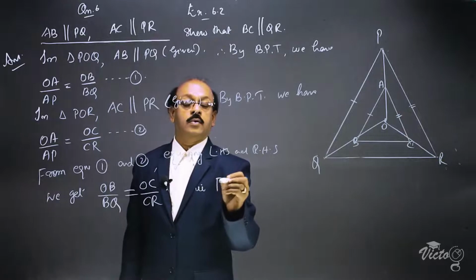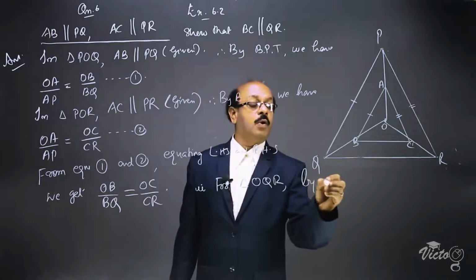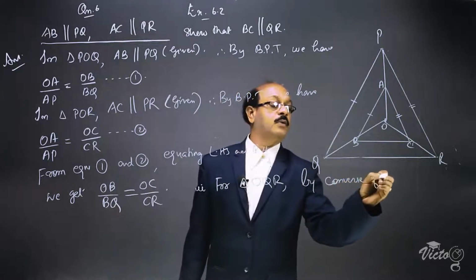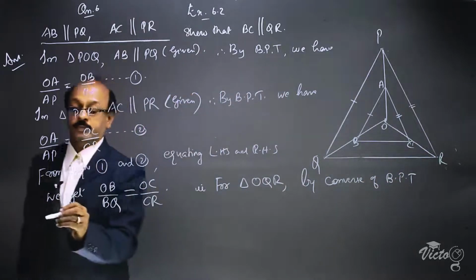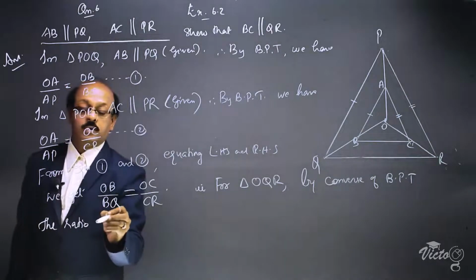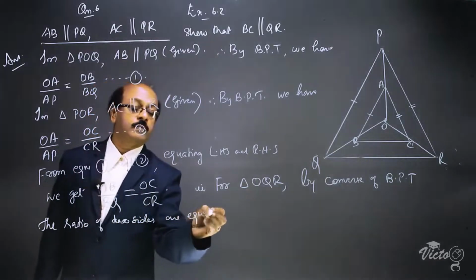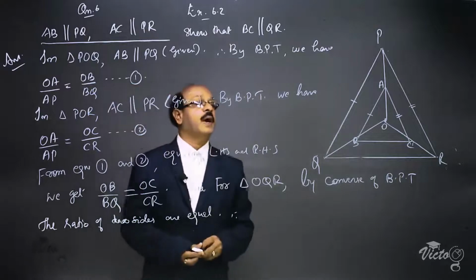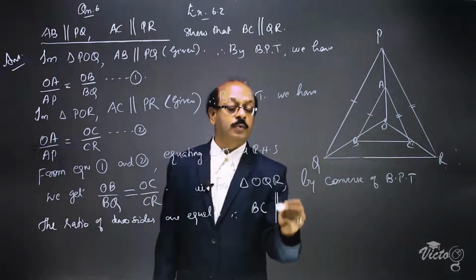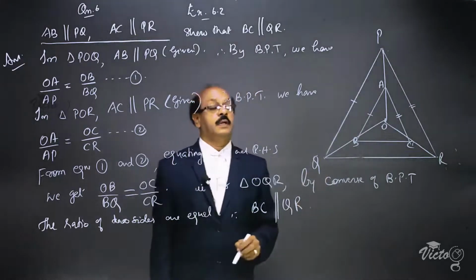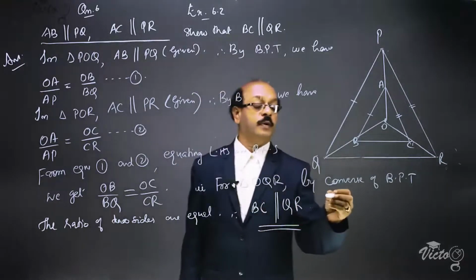By converse of basic proportionality theorem, if the ratio of two sides are equal, therefore BC is parallel to QR by converse of BPT. This is the result which we have to prove. Thus, we obtained the result. Hence, proved.